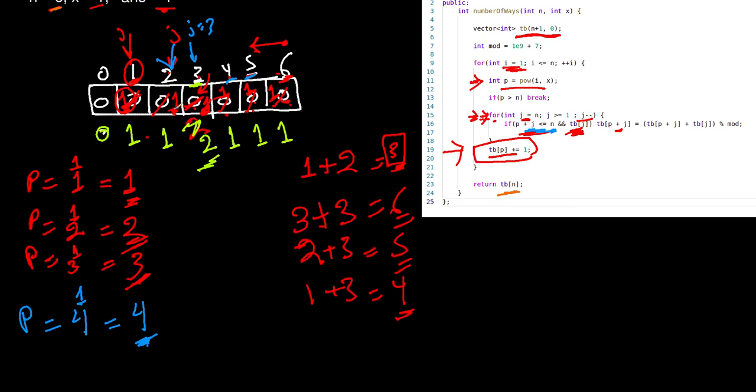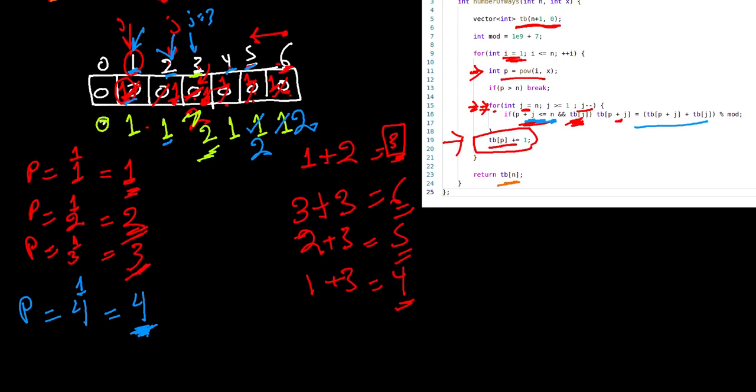So what is the value at 2? It's 1. We need to update the value at 6. We need to add 1, so 1 plus 1 is 2. Then j is at this index 1, 1 plus 4 is 5, so at 5 we need to add the value at 1. 1 plus 1 is 2. Then TB of 4, we add 1, so this is 2.